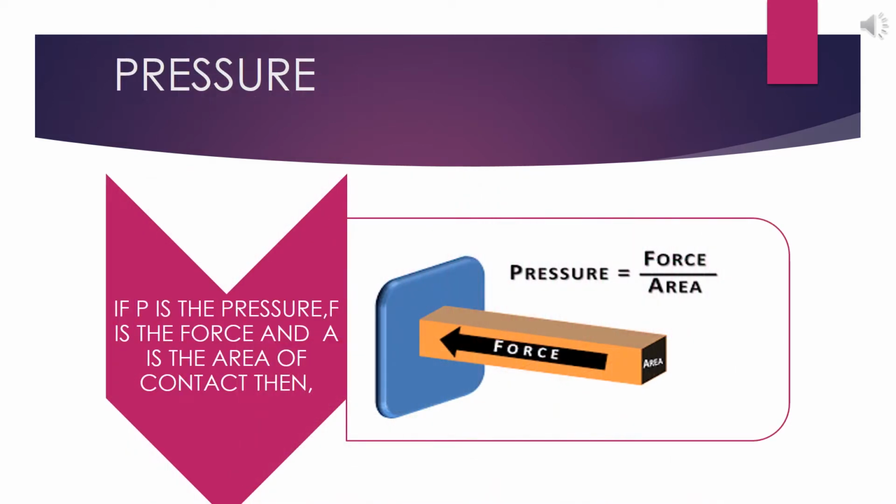Let's understand pressure in another way. Pressure is the force acting on a unit area of the object. So if P is the pressure, F is the force, and A is the area of contact, then we get this formula. You can see clearly in the picture that force acting per unit area is pressure. So pressure is equal to force over area, P = F/A, and this formula we will use to solve several numericals in this chapter.